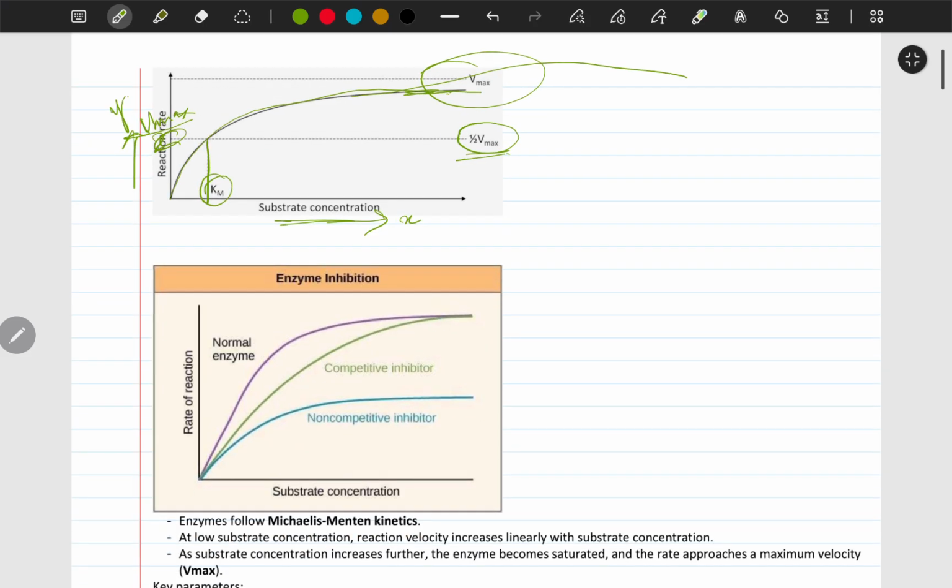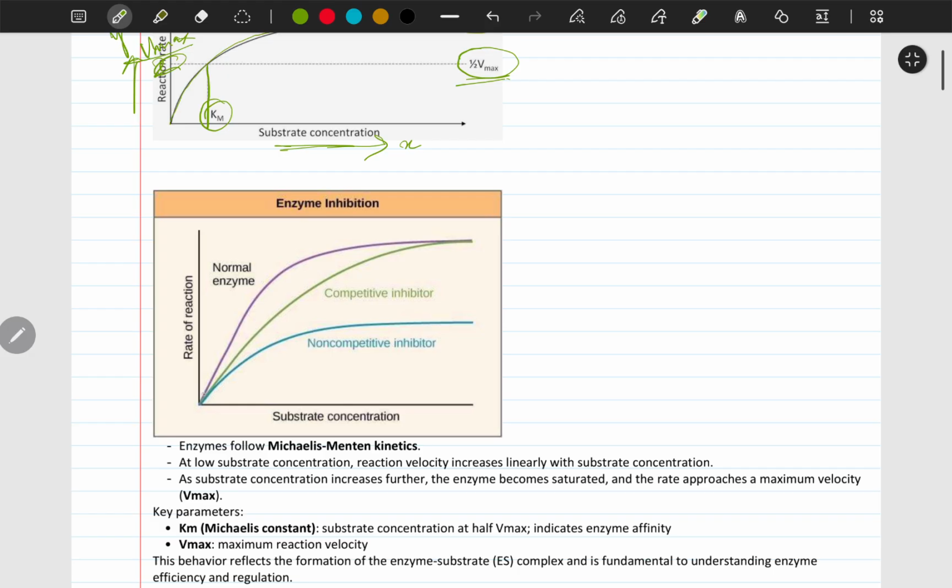Next we are seeing when enzyme inhibition is done. Something inhibitory is inhibiting the work of the enzyme. This one is the normal enzyme pathway, the normal enzyme, this is the competitive inhibitor, and the non-competitive inhibitor.